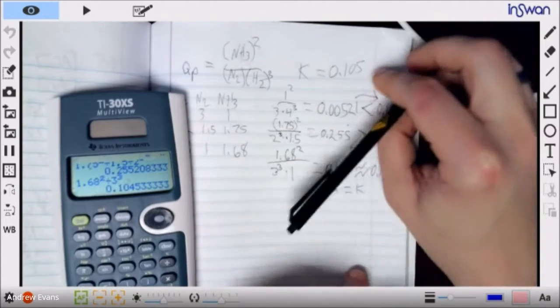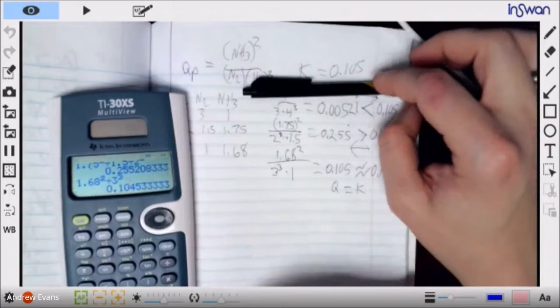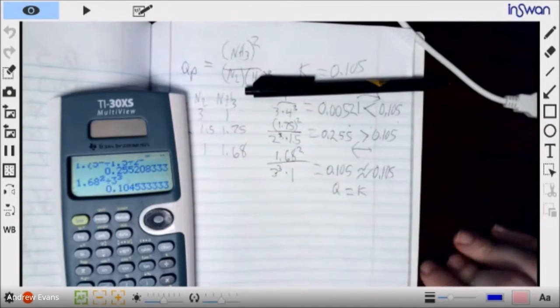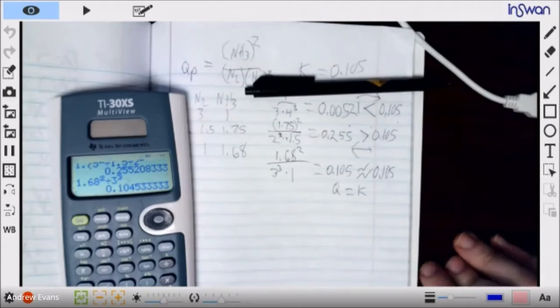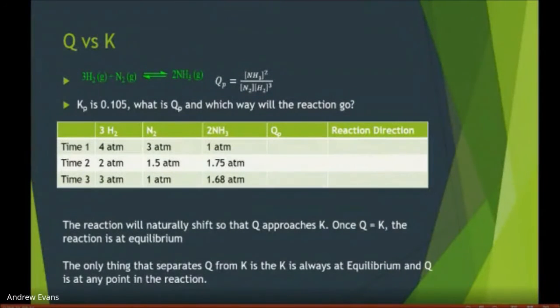So under these situations, the reaction would seemingly stop. The amount of nitrogen would stop being consumed. The amount of hydrogen will stop being consumed. The amount of ammonia will stop being formed. The reaction essentially ceases. So by looking at the difference between Q and K, we can decide which way the reaction will shift.